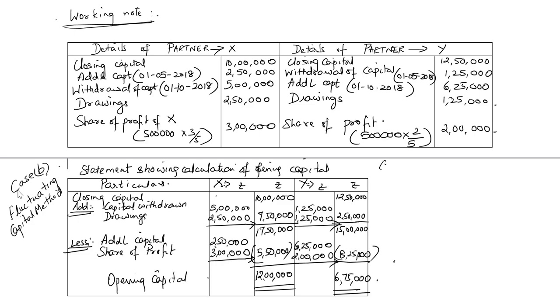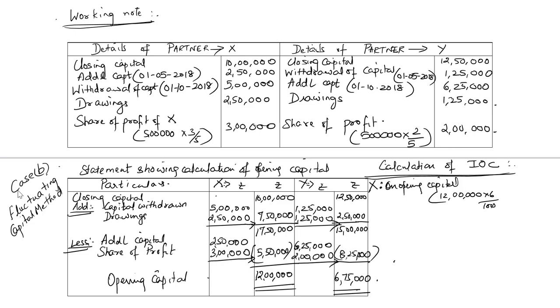Let's go ahead with calculation of interest on capital. We'll begin with partner X on opening capital. You need to give for the full year 12 lakh into 6 divided by 100, which is equal to rupees 72,000.